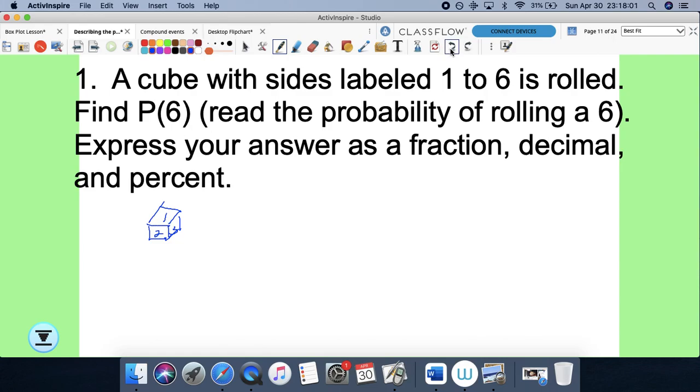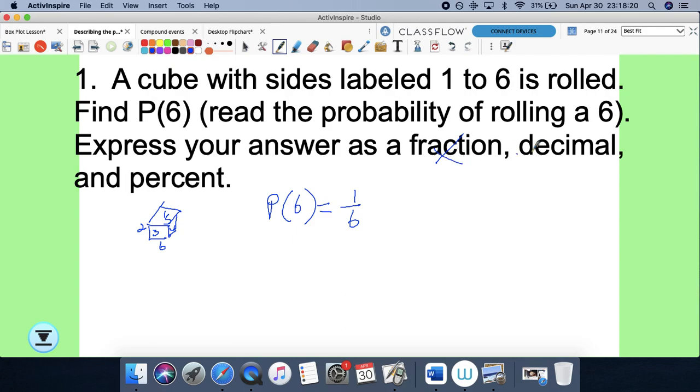Let me draw this a little bit better. 1, 2, 3, 4, 5 on the bottom, and 6, right? So there's a number cube. So what's the probability of getting a 6? If you throw this in the air, what's the probability of getting a 6? Well, the probability of getting a 6 is 1 over 6.